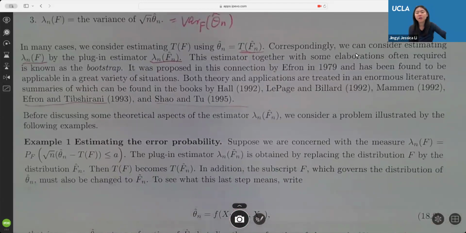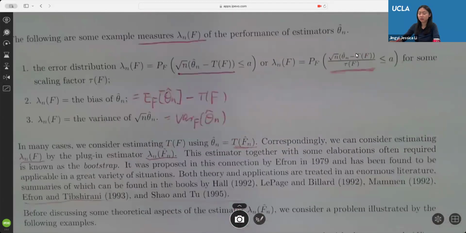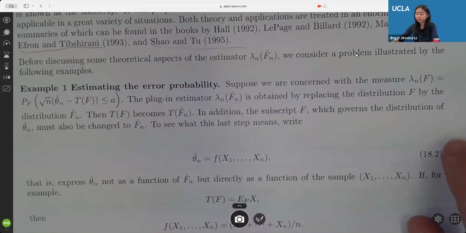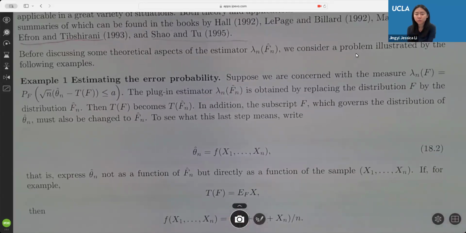Okay, so let's look at one example demonstrating how to use Bootstrap to estimate this error probability, which is case one here. How do we get that? Asymptotic distribution is one way, but now let's do it in Bootstrap.